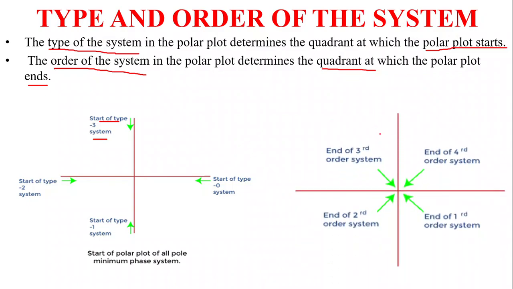And the second diagram shows where the polar plot ends. Here this representation indicates the end of a first order system, this arrow mark indicates the end of our second order system, this arrow mark indicates the end of our third order system, and this point indicates the end of our fourth order system. So these are all about the type and order of the systems. Once we have to remember this: the type of the system indicates where the polar plot starts, and the order of the system indicates where the polar plot ends.